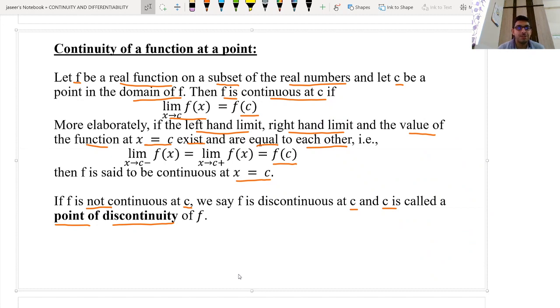Again, coming back to the definition, to prove that a function is continuous at c, you have to check the existence of the limit as x tends to c of f(x). That is, when we approach c from the left as well as from the right, the expected value of the function, if it is equal to the value of the function at that point, f(c), then we say that the function is continuous at that point. If it is not continuous, then we say that it is discontinuous at c, and c is called a point of discontinuity.